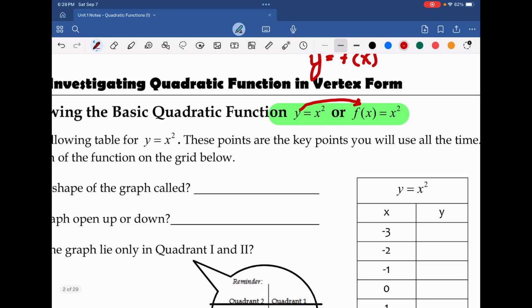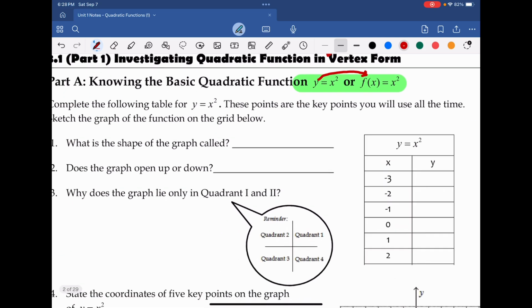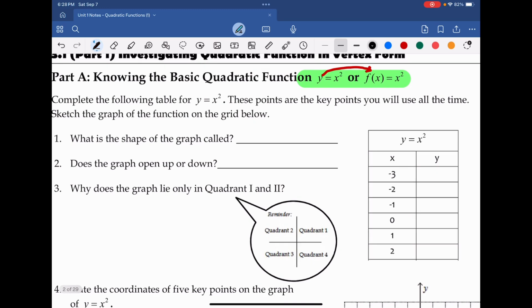Now, in the piece below here, when we deal with this basic quadratic function of y equals x squared, the shape of this is actually a parabola. And so we're going to write that into our first piece. What is the shape? It is a parabola. All right. Now, does the graph open upwards or downwards? It opens upwards, and we're going to figure out more about why it does that. But for now, let's just write in that it opens upwards, and we'll get more specific about that very shortly.